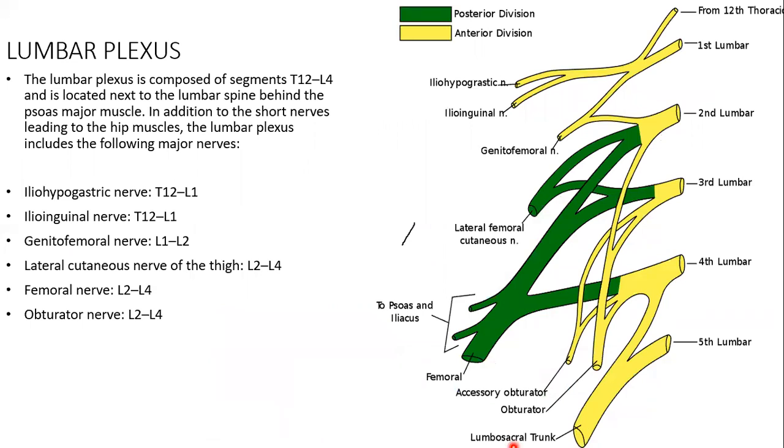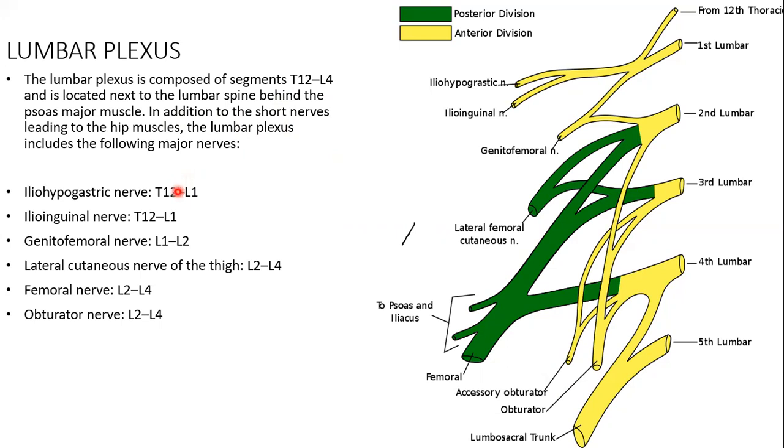The lumbar plexus is composed of segments from T12 to L4. It is located next to the lumbar spine, just behind the psoas major muscle, which we talked about when we were looking at the anterior thigh. In addition to short nerves leading to the hip muscles, the lumbar plexus includes the following nerves. These are the nerves we'll concentrate on.